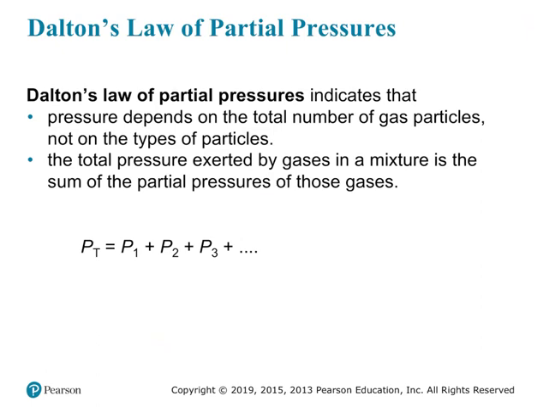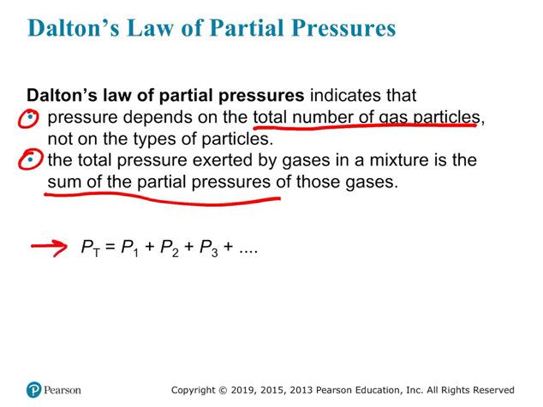All right, so Dalton's law of partial pressures indicates that pressure depends on the total number of gas particles, not on the type of the particle. And the total pressure exerted by gases in a mixture is the sum of the partial pressures of those gases. Down below we can see that the total pressure, PT, is equal to the pressure of gas 1 plus the pressure of gas 2, etc. So, a super simple law.